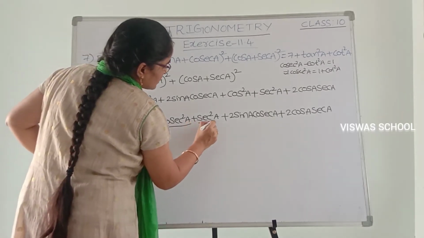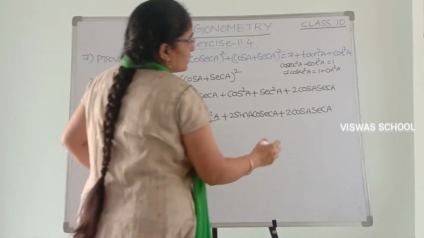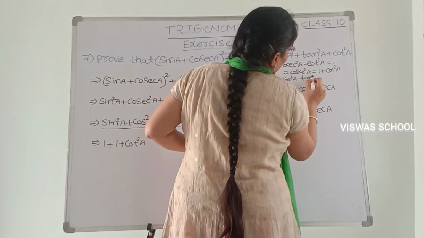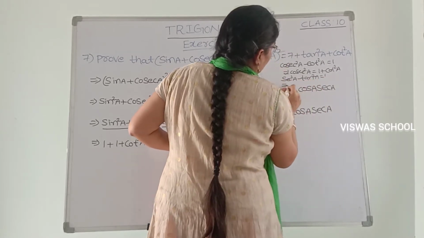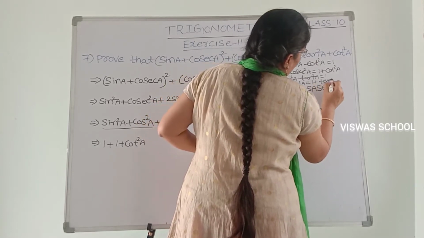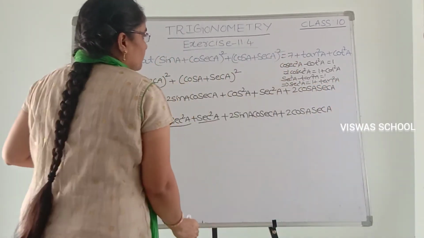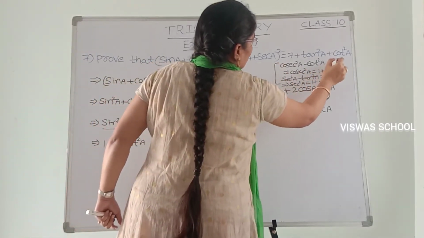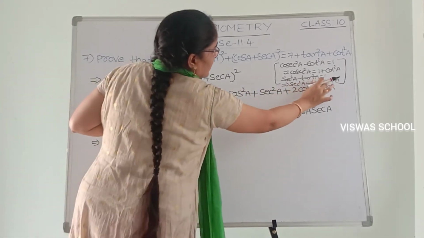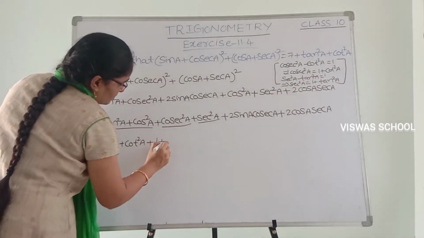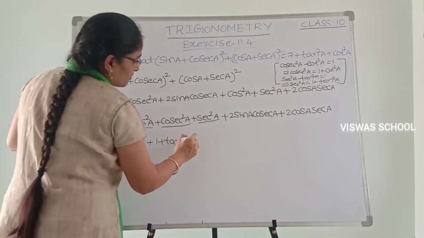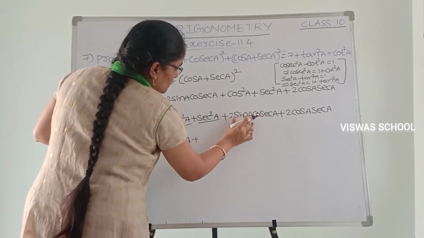And next one is secant square A. That is, secant square A minus tan square A is equal to 1. Here we have secant square A, that is equal to 1 plus tan square A. In this secant square A place, write this as 1 plus tan square A. Up to here completed.